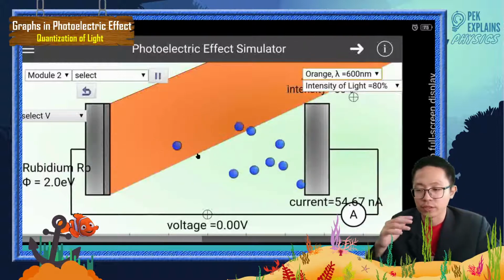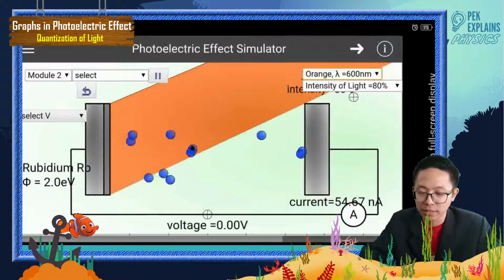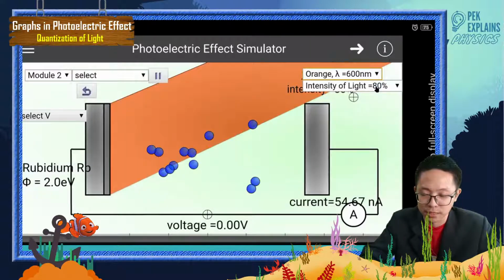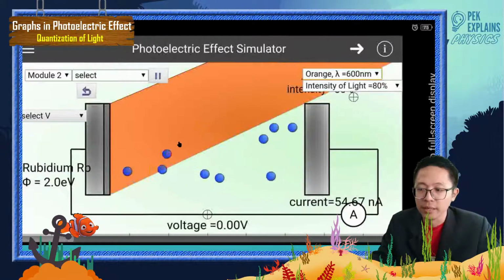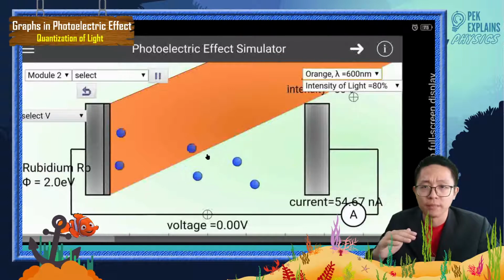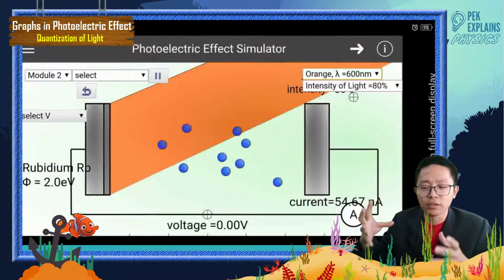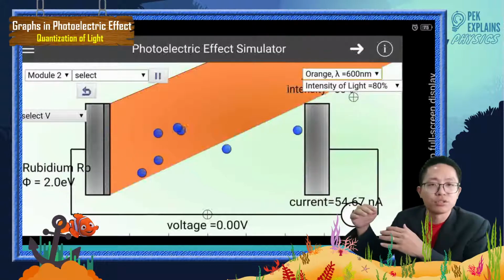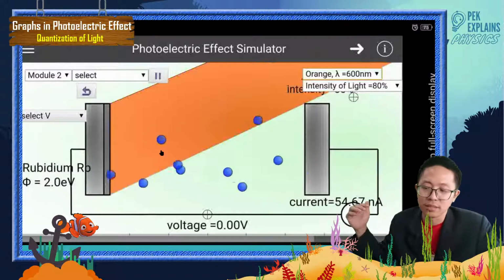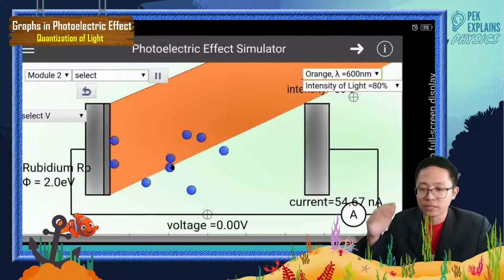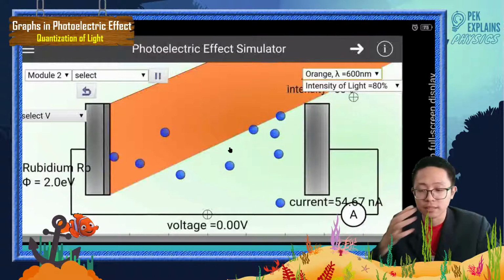This one you see moves at a slower speed, and you can see more electrons. Actually, it's not actually more electrons. The intensity is already fixed, 80%. But why can you see more electrons? Actually, the number of electrons ejected is still the same. It's just that they travel at a very slow speed, so almost all the time they are still traveling. None of them have reached the anode yet. So that's why you can see more electrons. But actually the electrons ejected are the same for both because they have the same intensity.